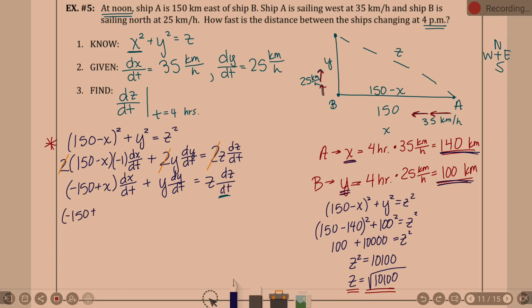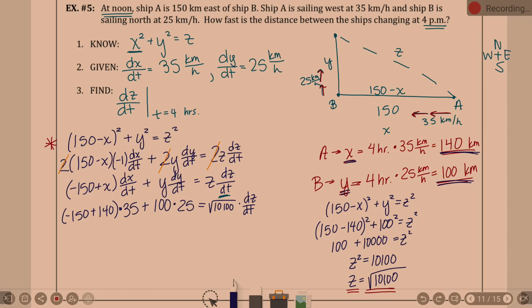Negative 150 plus x. What's x? 140 times dx/dt, so times 35, plus y, 100 times dy/dt, 25 equals z, square root of 10,100, times dz/dt that I'm trying to find.